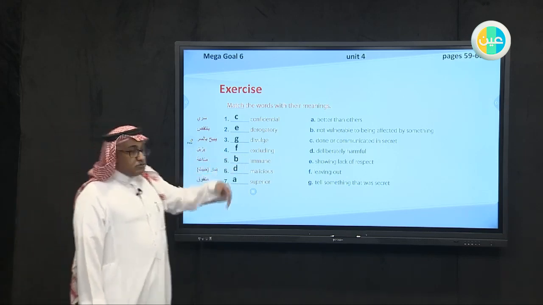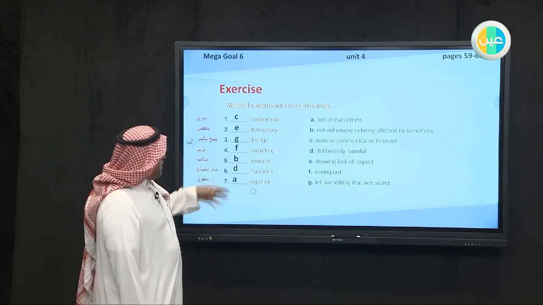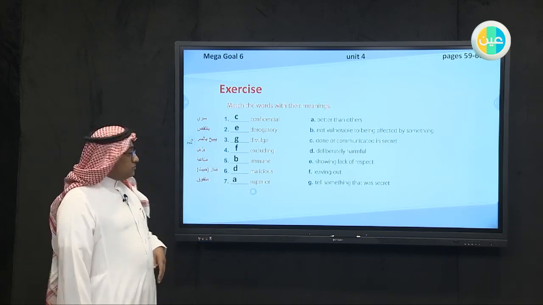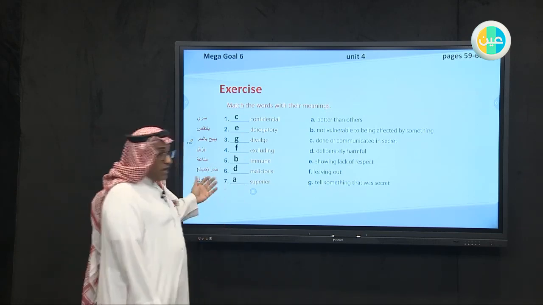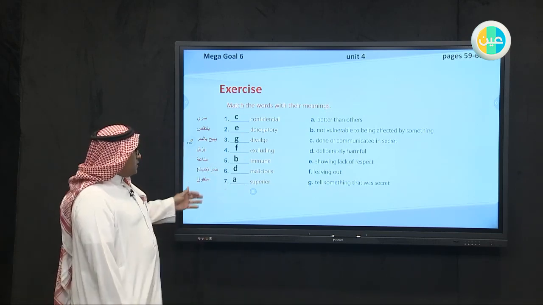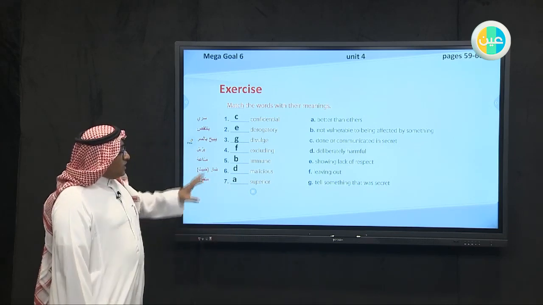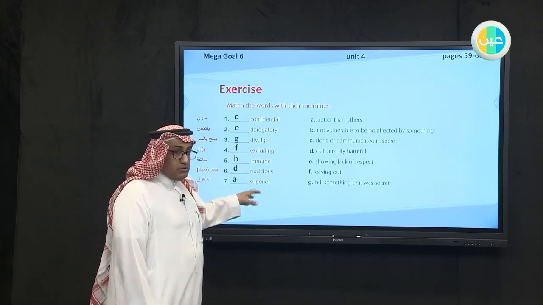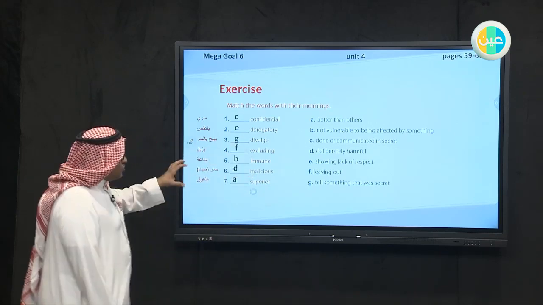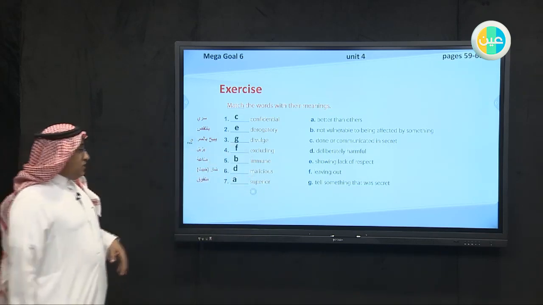Okay, excluding, يزيل; immune, مناعة; malicious, ضار, خبيث; superior means متفوق. Please, guys, pay attention to these words because we are going to use them in a real context, in reading.